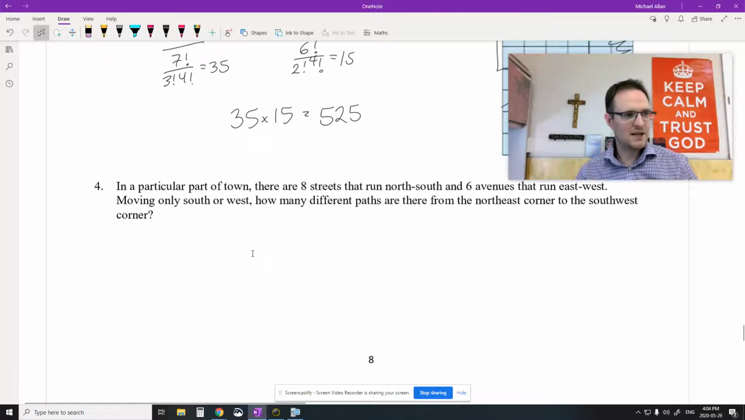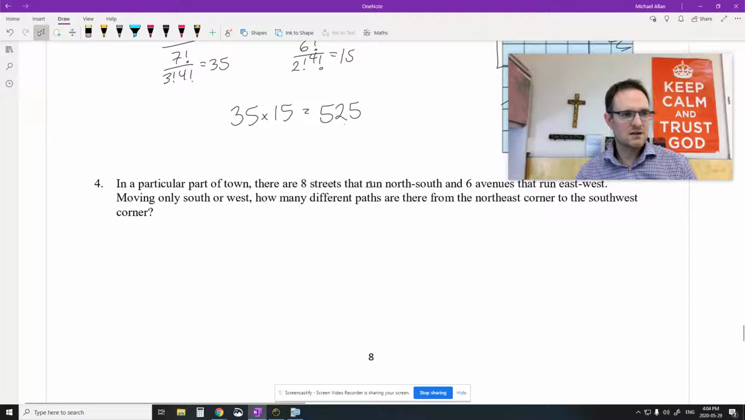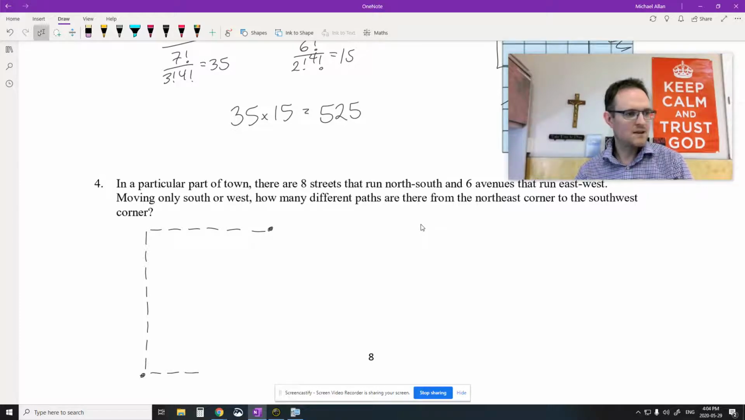A particular town has 8 streets that run north and south, and 6 streets. So if you wanted to draw, you could. You can go 1, 2, 3, 5, 6, 7, 8. So that's on that side. Then there's 6 running this way. 1, 2, 3, 5, 6. So there's a dot here. There's a dot here. 1, 2, 6, 7, 8.